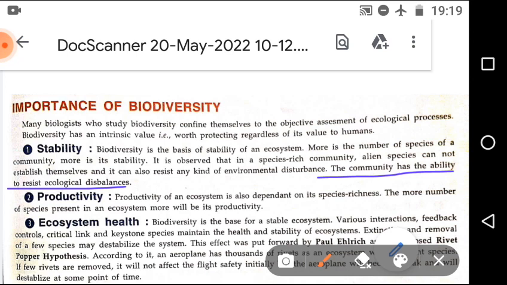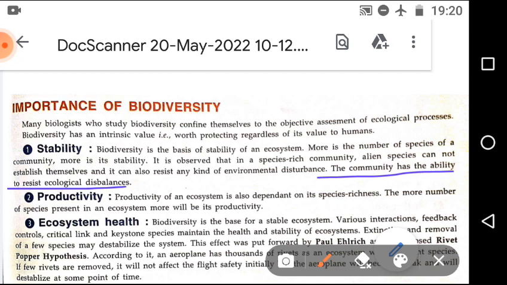And also, if the species richness is too high, it will resist any kind of ecological environmental disturbance in a short period of time, right? So that's why stability is required, and for stability we need more and more species in that particular community.